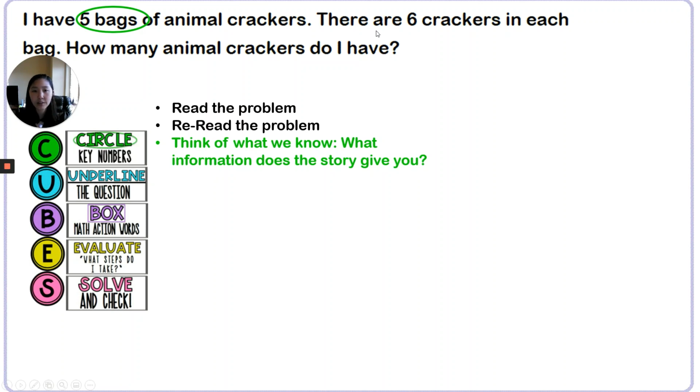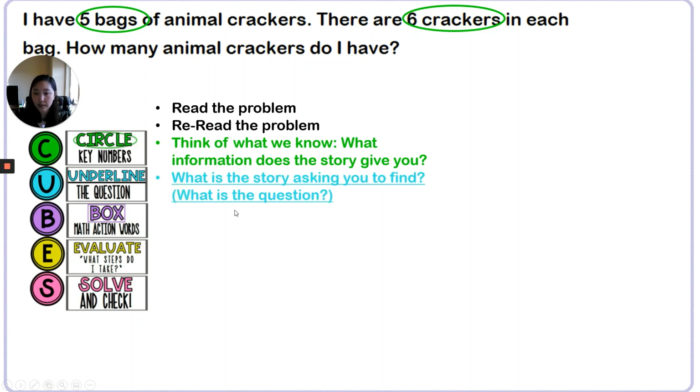The next thing I see is there are 6 crackers in each bag. Doing it right now on my paper as well. And I don't see any more numbers or units here, so we're going to move on to U for underline. It is asking you to underline the question. I'm actually going to switch pens because I do have a variety of colors here, and underline the question. And that should be, how many animal crackers do I have? Again, we're doing exactly what it should look like on your paper. So I did C for circle, U for underline.